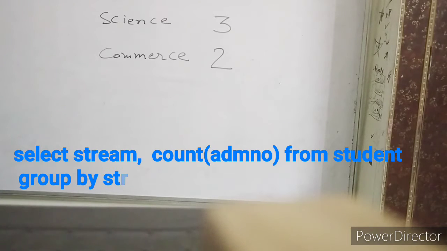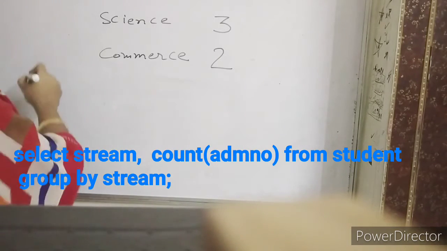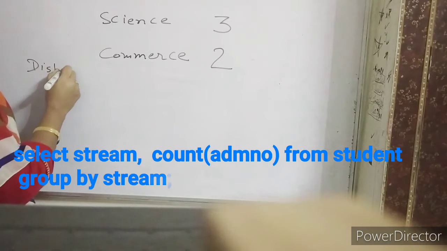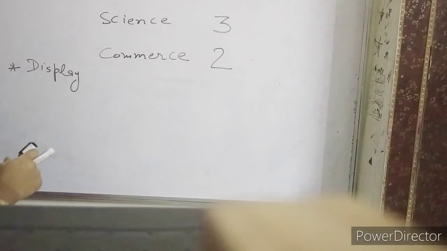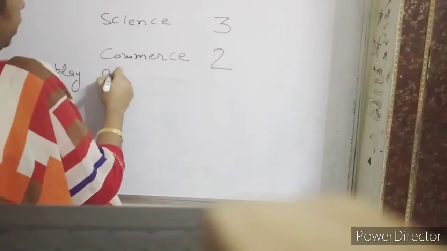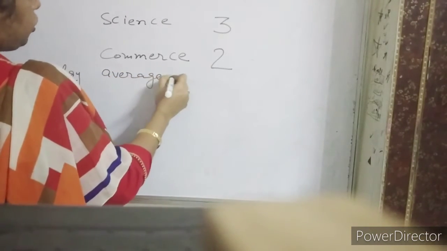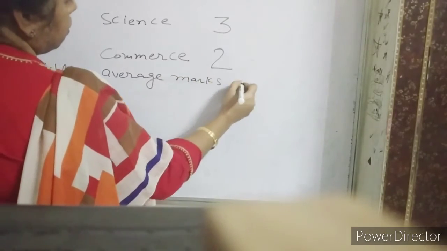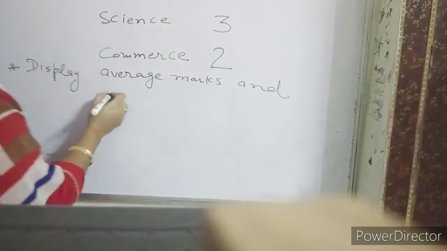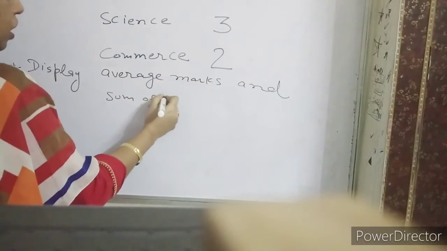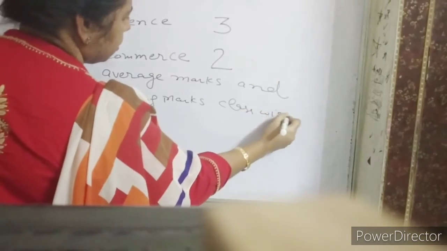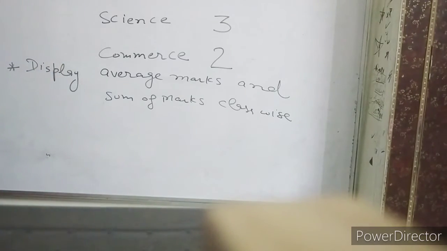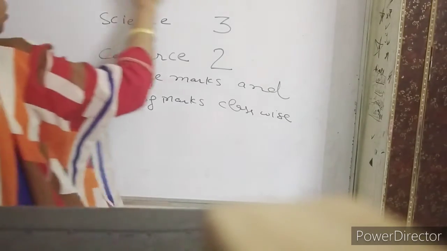Next query. Display. I am writing here the questions. You try to write down the answer. Display average marks and sum of marks, average marks and sum of marks class wise. Clear? Display average marks and sum of marks class wise.